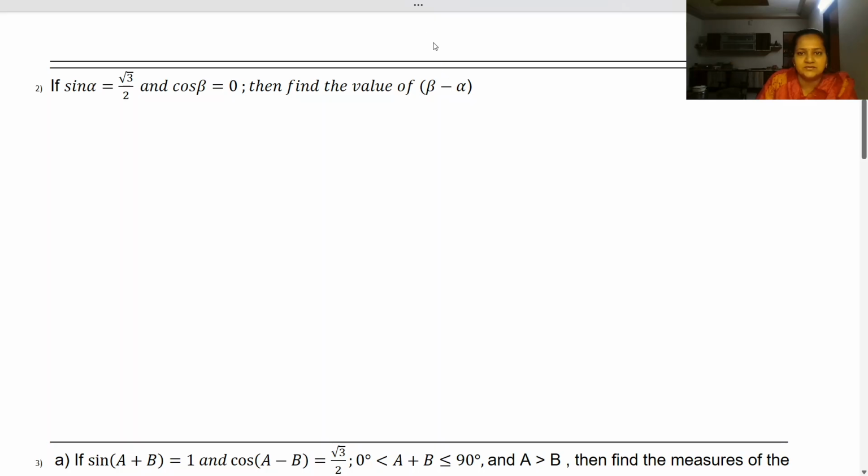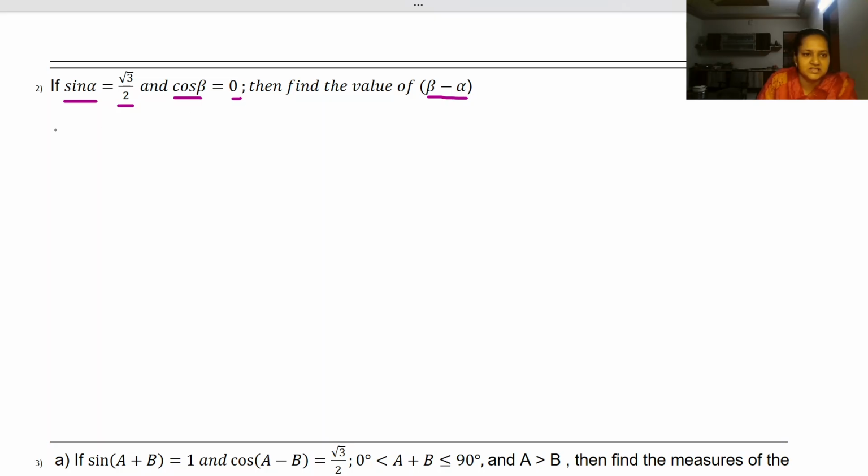We say that we are given over here sine alpha is root 3 by 2, cos beta is 0. We want to find the value of beta minus alpha. Now in this question, do we know alpha? Do we know beta? No. So that means to find beta minus alpha, we will have to first find what is beta, what is alpha, and then the subtraction part, right?